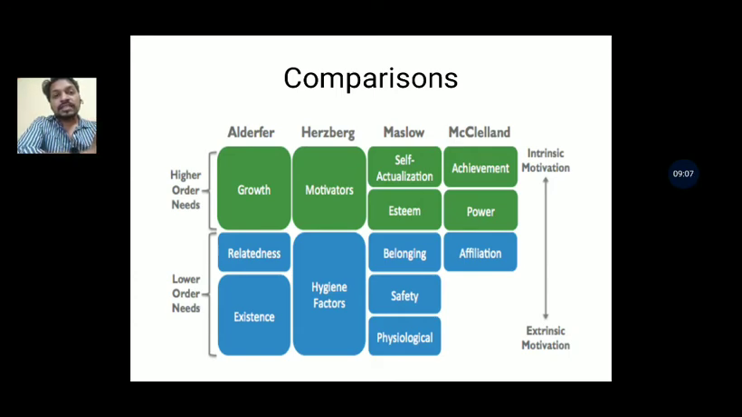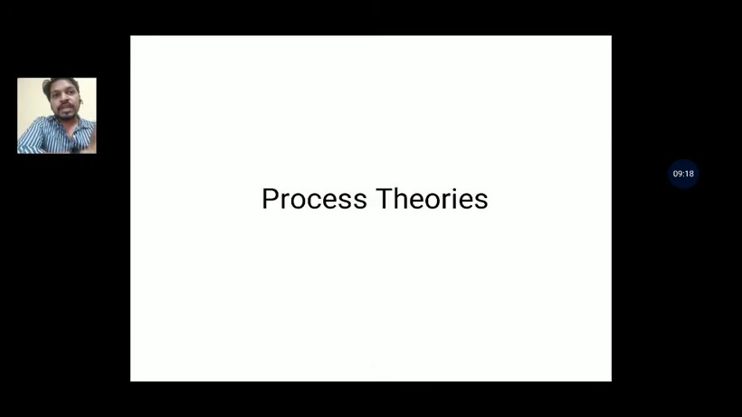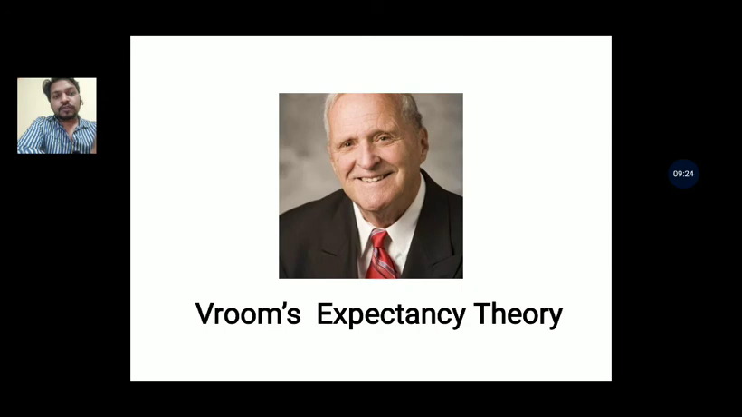So that is, in crux, the entirety of the content theories that we were talking about: Alderfer's theory, Herzberg's theory, Maslow's theory, and McClelland's theory. Now in the next part of the video series, part 5, we'll be discussing the process theories, including Vroom's expectancy theory and other theories related to that.